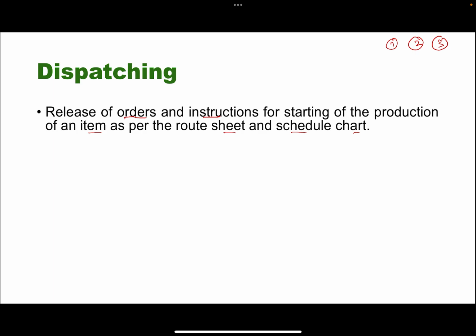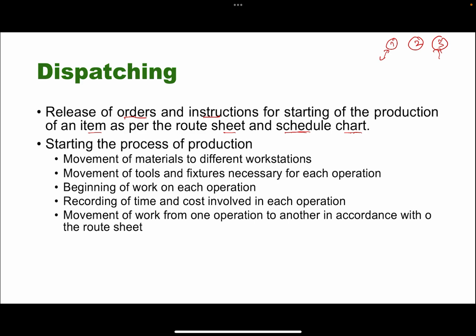So dispatching will release the order and instruction for starting a particular product. Maybe this will be started earlier and this will be started later, and so on. It will be determined as per the route sheet and schedule chart, and it will release the orders and instructions. Starting the process of production means the movement of materials to different workstations. So dispatching releases the orders to transfer the material to a particular workstation at a particular time.